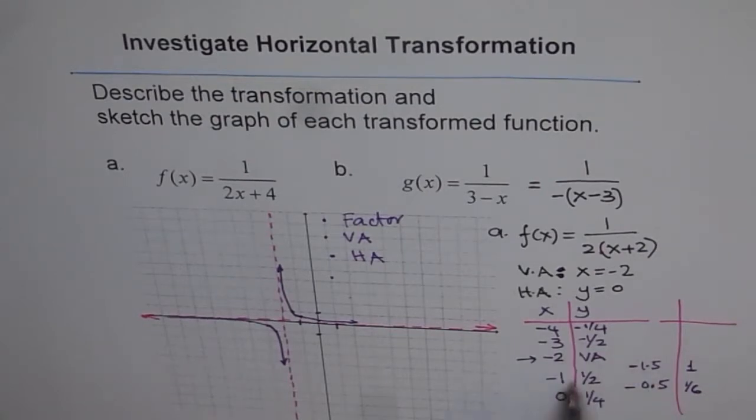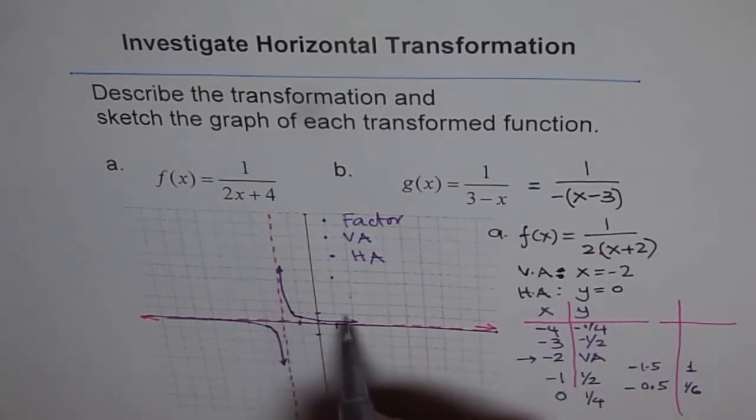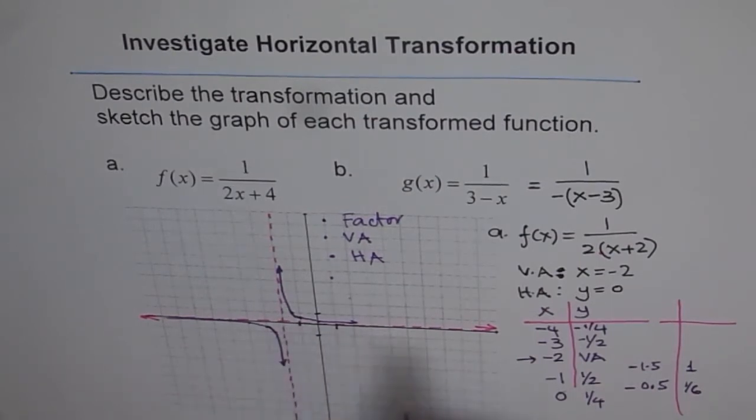In this case I moved in the units of 1, so you should have actually moved in the units of 0.5. That means 0.5 increasing on the right side and 0.5 decreasing on the left. So you should have at least 5 points here. And once you have those 5 points with a good scale, you can really make a good graph, right?